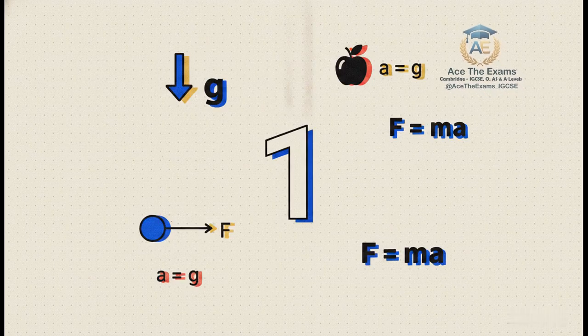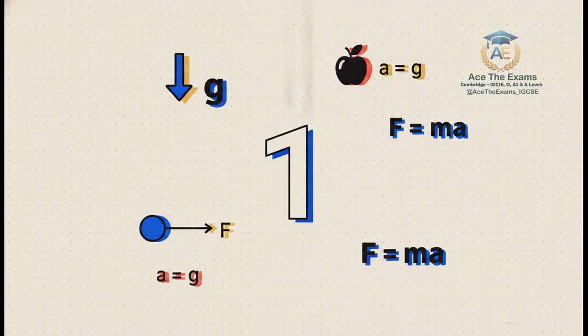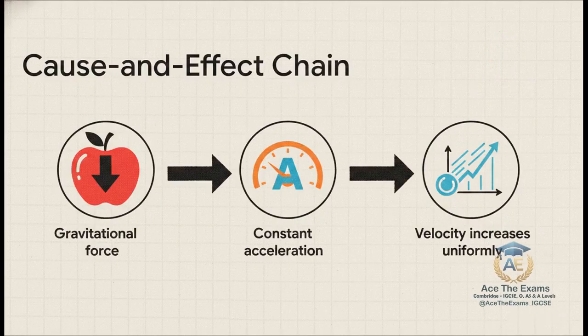But the real secret here is restraint. State one relationship clearly, define your variables, and be fully prepared to explain what those variables actually mean in the real physical world. This brings us to step 3, building that required cause and effect chain.